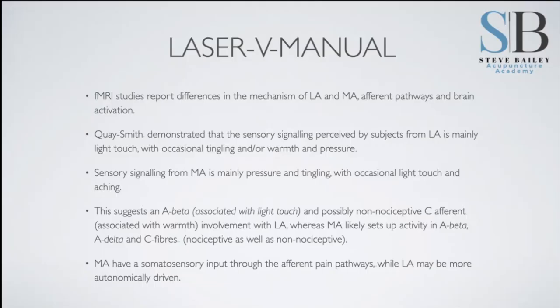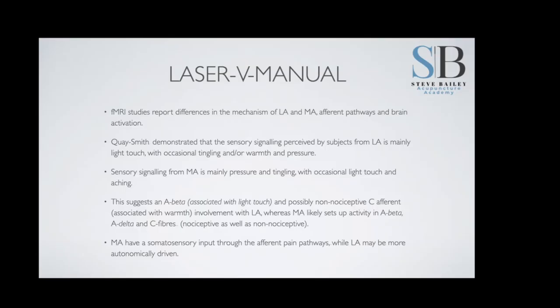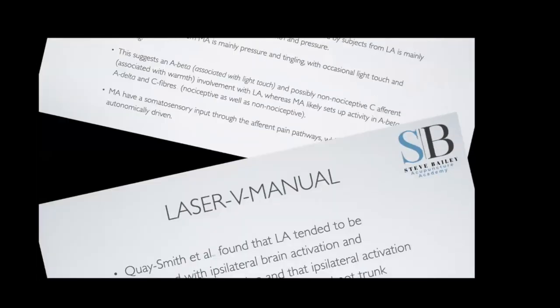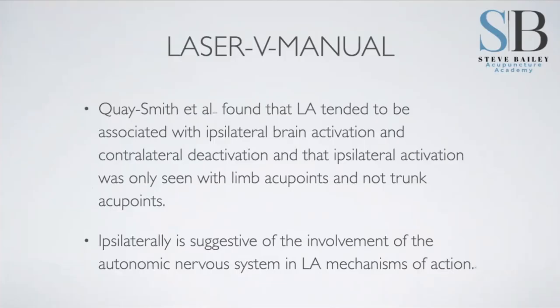Once you start looking at the two, your manual is going to affect more your C fibers, whereas your laser is going to have a slightly different effect on the actual fibers. Looking at the manual, it has an effect on the somatosensory cortex, whereas laser will have more effect on the autonomic nervous system. So the key thing is manual is going to be better if you're looking at enhancing muscle strength, in comparison to laser.